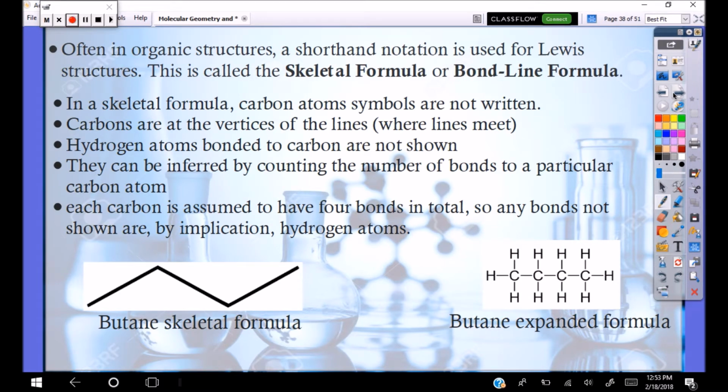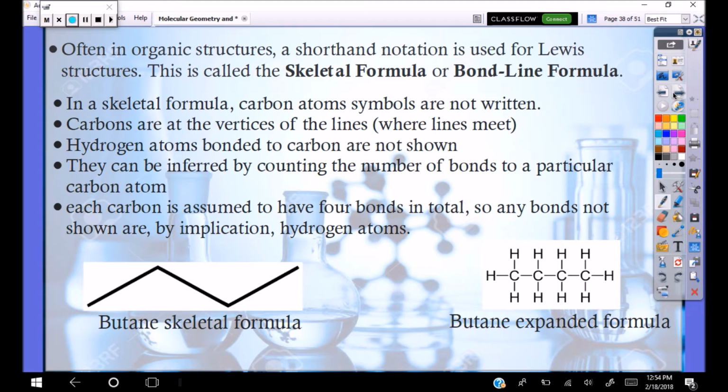So one of the main things I want to talk about first is the skeletal formula or the bond line formula. Often in organic structures, we use a shorthand notation for Lewis structures because there are so many carbons and so many nitrogens, so many oxygens and hydrogens. We like to save time and be efficient.